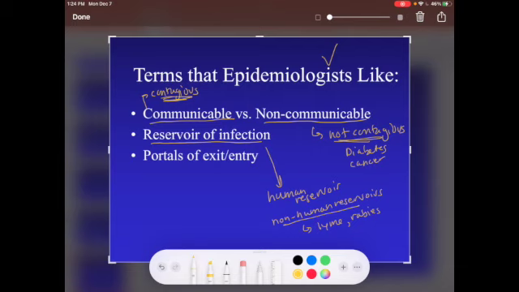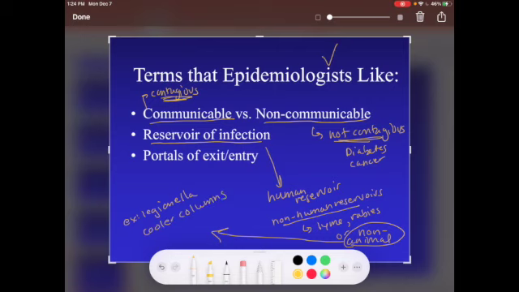Or non-animal reservoirs would be things like, for Legionella, the cooling towers, cooling columns of AC systems. Contaminated water supplies would be another non-animal reservoir.